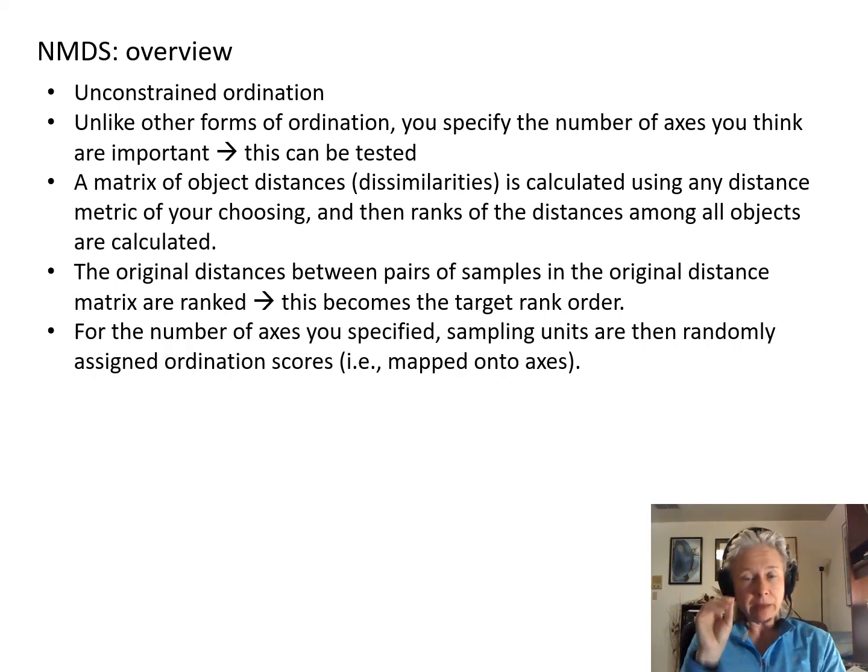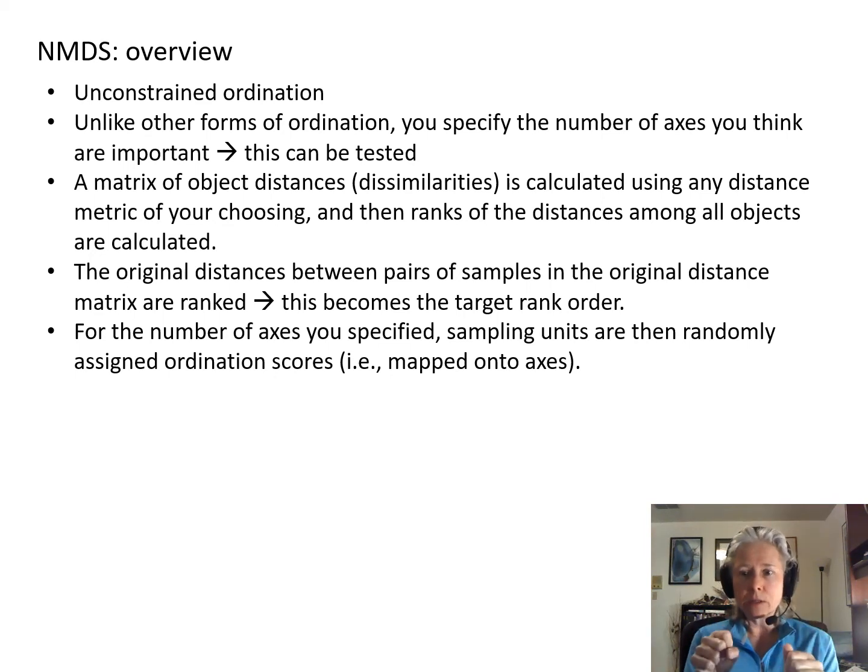So for the number of axes that you specify, and that can be any number from 1, which is ridiculous. You would have all of the variability in a complex data set on one axis. Don't do that. Up to 2, 3, 4, and once you start getting above 4, then things start getting very unwieldy, difficult to interpret, and you're in danger of overfitting. So somewhere between 2 and 4 axes.